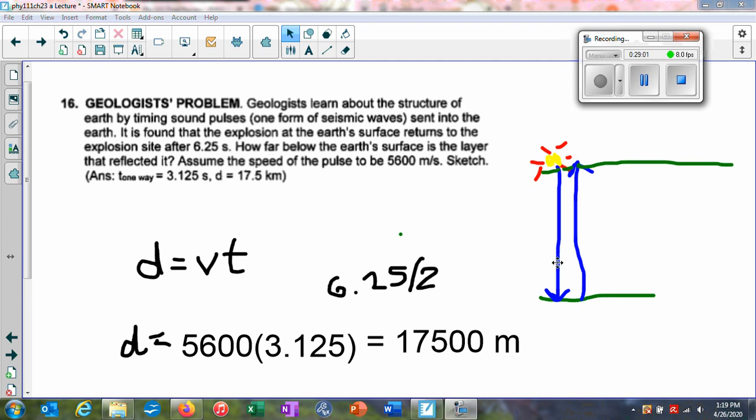Sketch, we've done that. Here's the explosion going down, coming back up. If the total time is 6.25, I'm going to take that, divide by 2, I get 3.125. So the distance is equal to the rate that it was traveling, 5,600 meters per second times 3.125 seconds. That's how long it took it to get down there. And I get 17,500 meters.